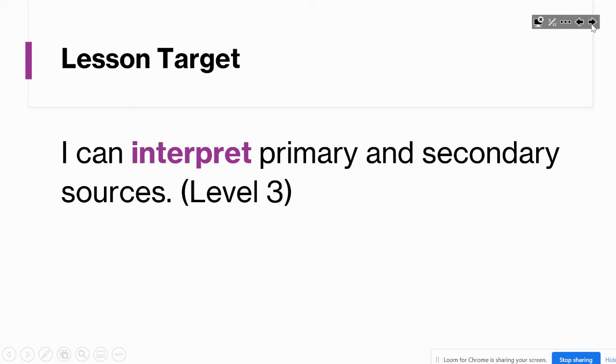And if you need the help, if you're at a level 1 or level 2, that's fine, because I will be here to help and support you. Okay. And if you're at a level 4, that's even better. But try to aim for a level 3 in interpreting primary and secondary sources.